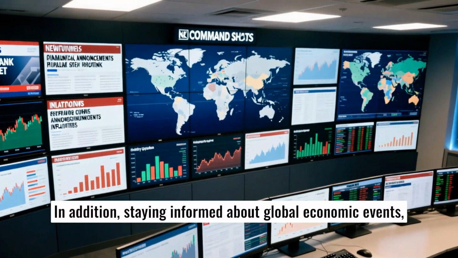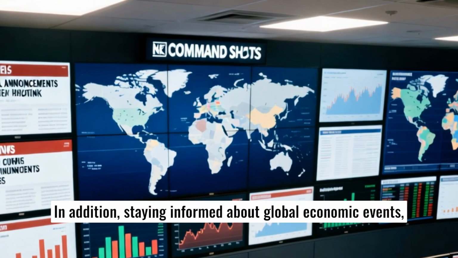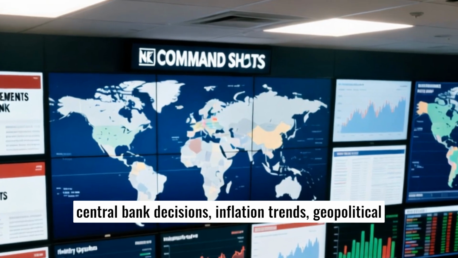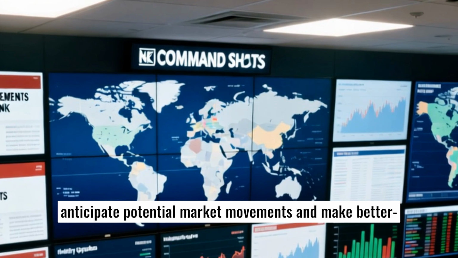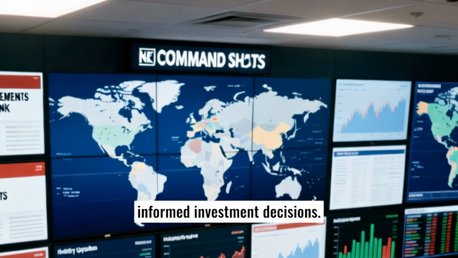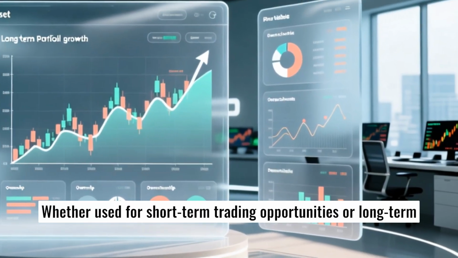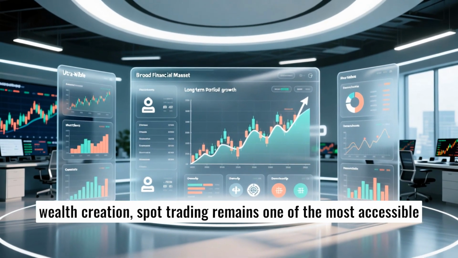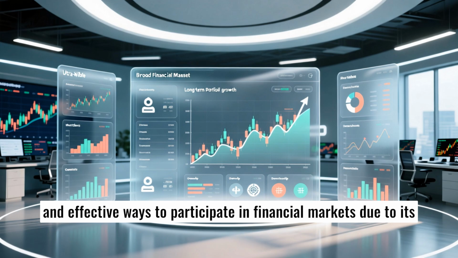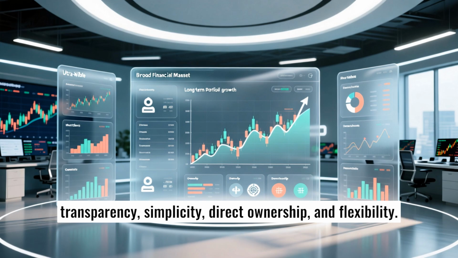In addition, staying informed about global economic events, central bank decisions, inflation trends, geopolitical developments, and industry-specific news allows traders to anticipate potential market movements and make better-informed investment decisions. Whether used for short-term trading opportunities or long-term wealth creation, spot trading remains one of the most accessible and effective ways to participate in financial markets due to its transparency, simplicity, direct ownership, and flexibility.